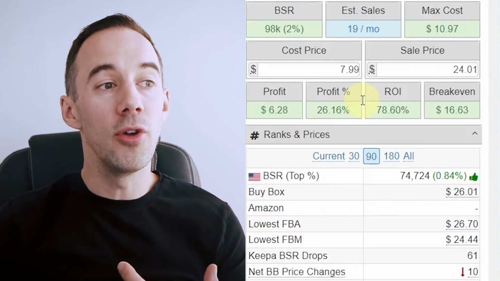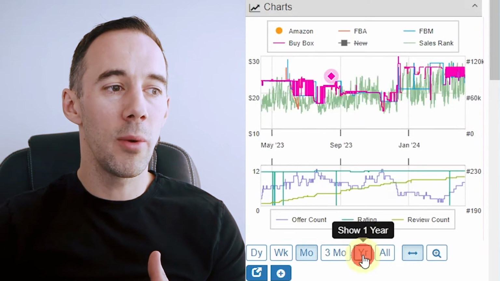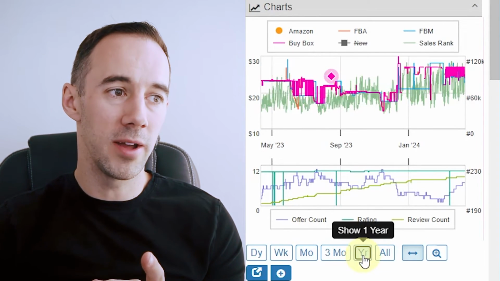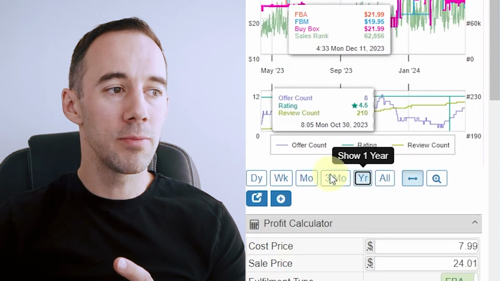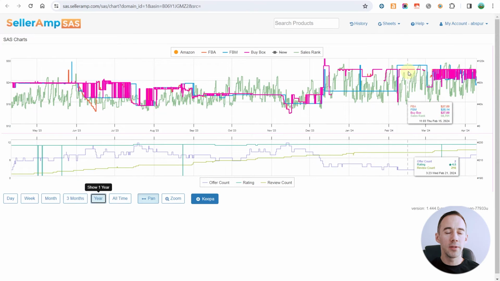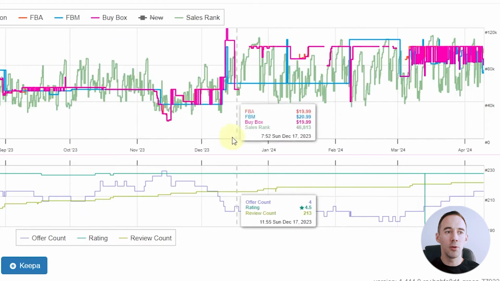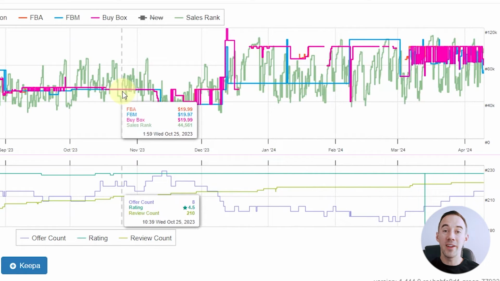Now, the other one that I do, and we have it here on these keeper charts, which I absolutely love, but I always recommend going out to having a look at 1 year and having a look at the price. Because if I show you, think about the price now, it's $24.01. If I have a quick look at this product, and I'll try and make it into a bigger screen for you, I'll go to the 1 year graph. What you can notice here is that it has been about 27 all the way up to about December. So this year it's been 27. Before that, it was running about $19.99.